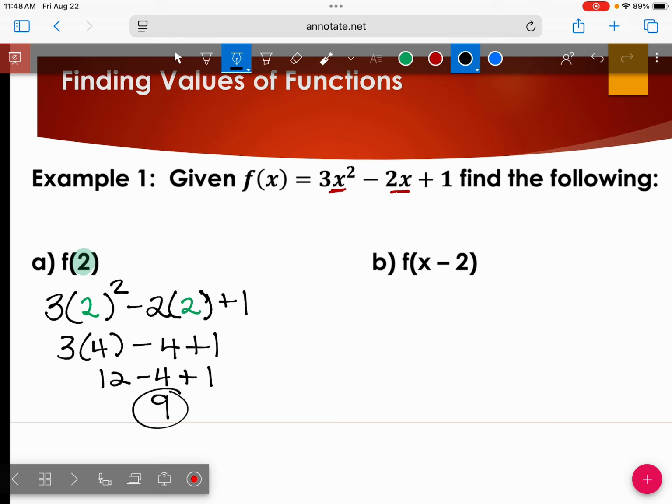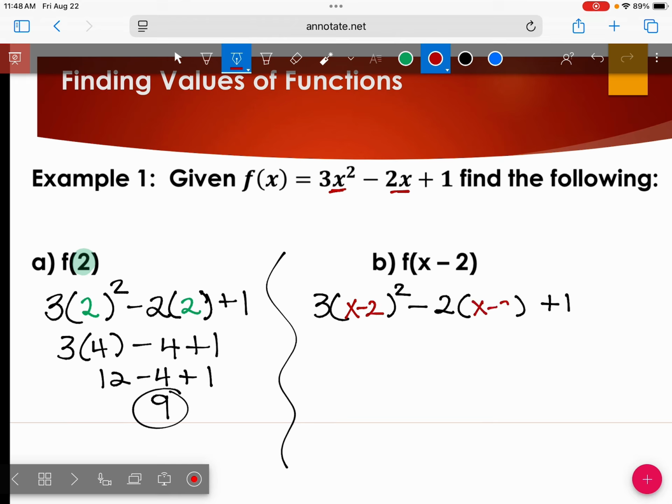All right, so now we're going to do it again, except inside of the parentheses, I'm going to go ahead and rewrite my function. Put parentheses where you see x. This time, x minus 2 is going on the inside.